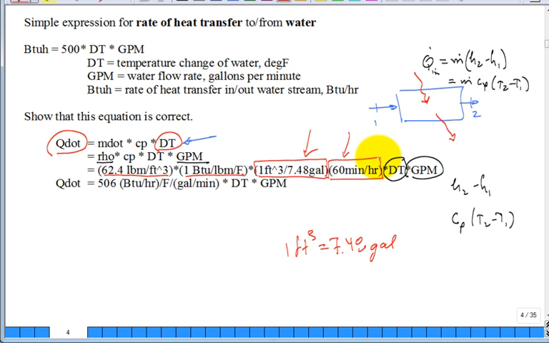Now, if you run with these numbers, it comes off to 506 something. But, you know, maybe they said it was 62.3 pounds per cubic foot. I didn't go exploring. Maybe it's a little cooler water. Okay?